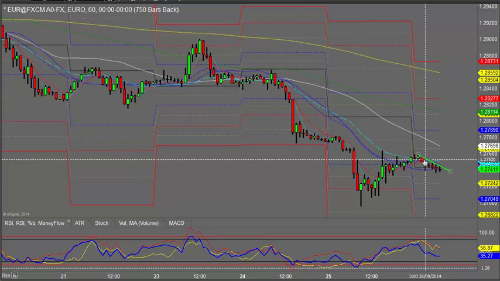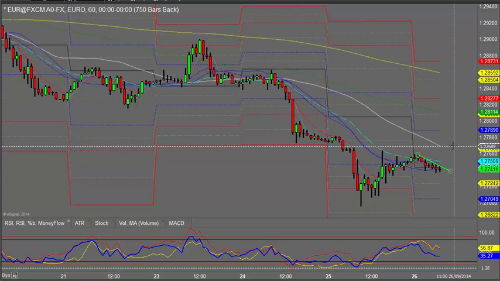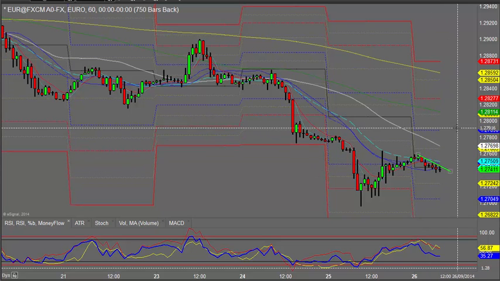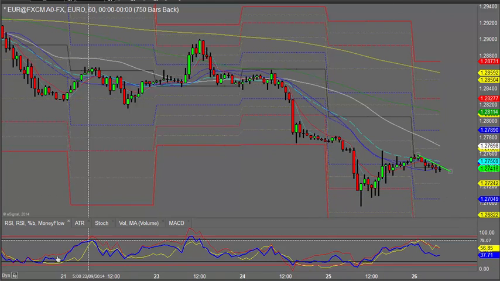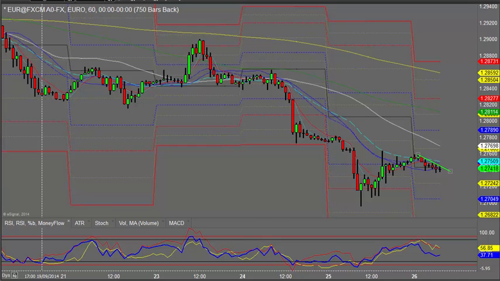But I've drawn another little line on here. It does break the highs there. It could rally back towards that 50, or maybe put in a slightly bigger reversal. But in the short term, really looking relatively bearish.